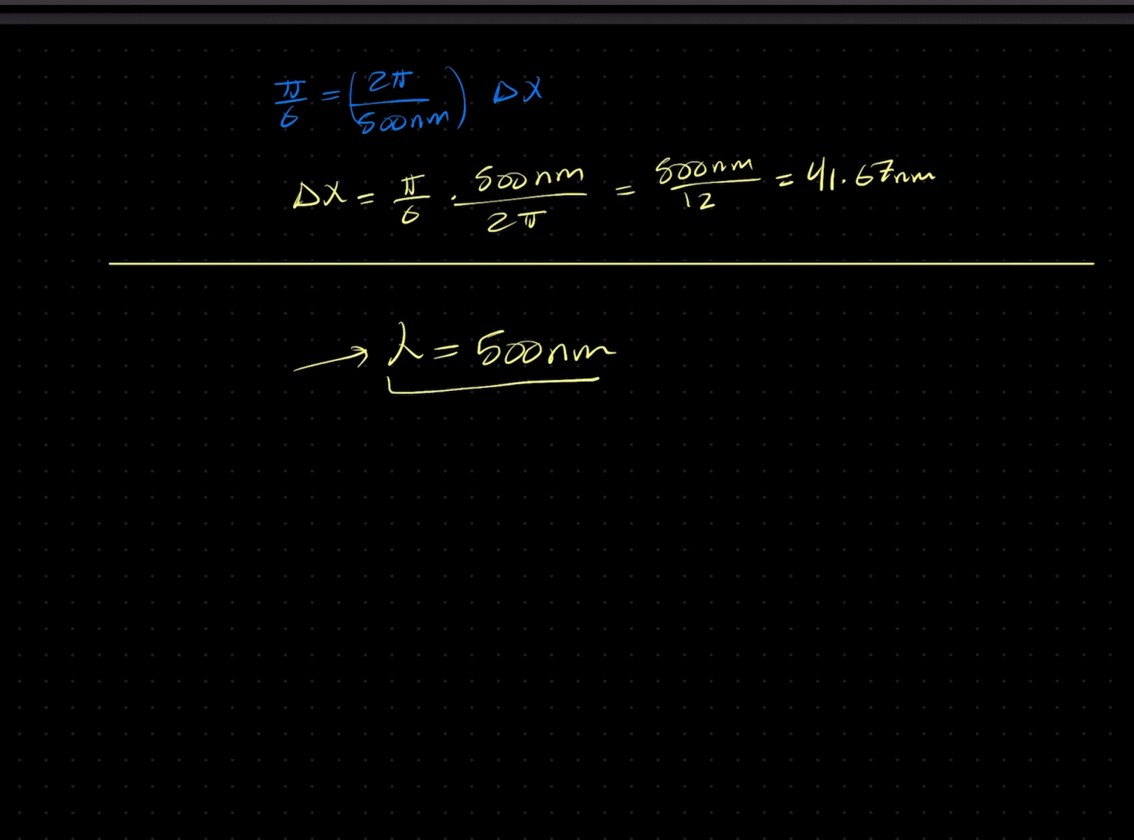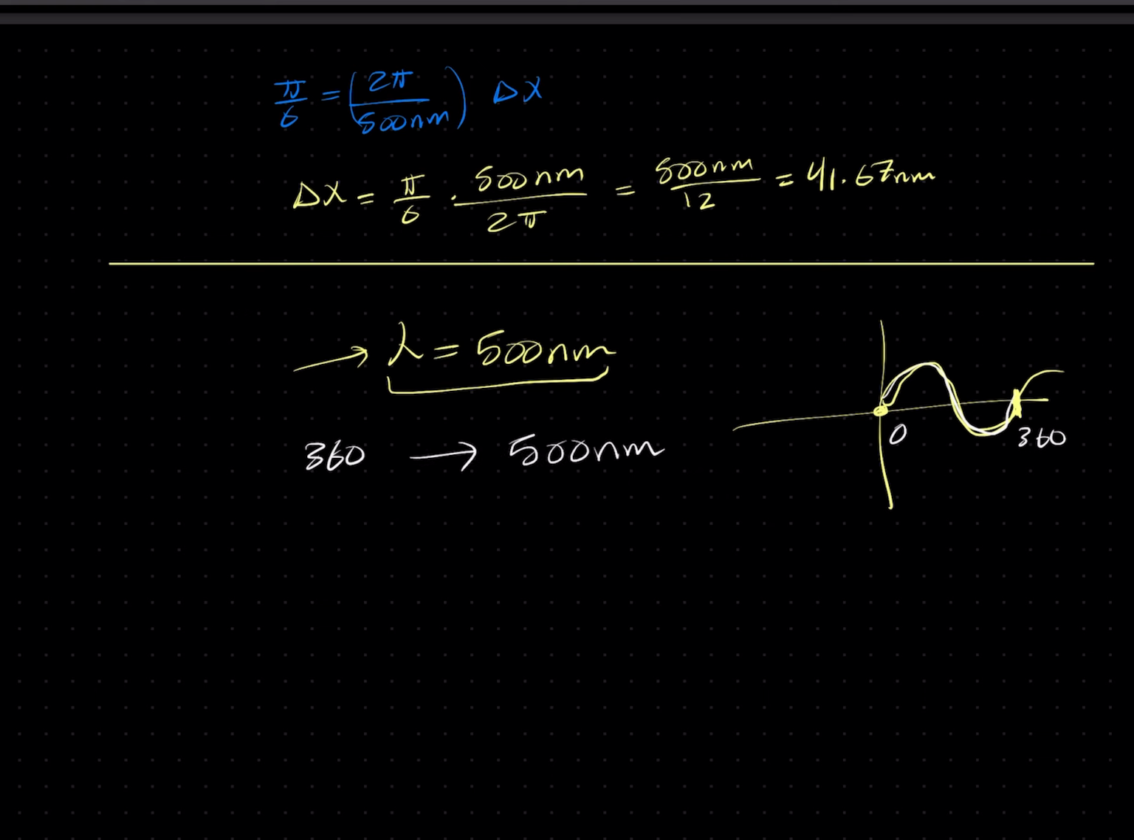What is the phase difference to go across the whole wavelength? If we have the same sine function here and we're going through the whole wavelength, what is the phase difference between here and here? This is 0 and this is 360, and this goes through the whole wavelength. So the phase difference here is 360. So a 360 phase difference gives you the 500 nanometer wavelength.